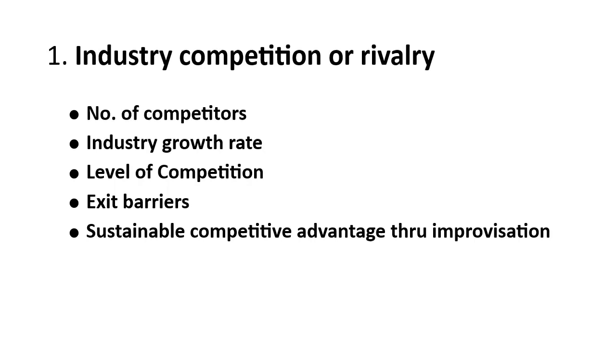And sustainable competitive advantage through improvisation. It means when we understand what type of competition we have, how many competitors there are, and what the competition intensity is, on the basis of these things we have to make the policy. Whether we are going to acquire the competitors if possible, whether we are going to make a merger and acquisition, or have a joint venture, or fight the competitors with low prices. Different strategies we have to apply as per the competitors' nature. So this is the first factor.